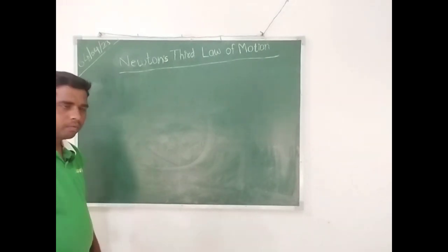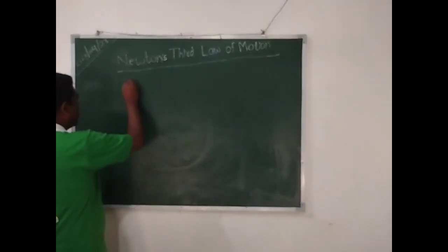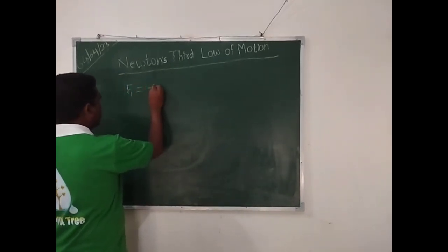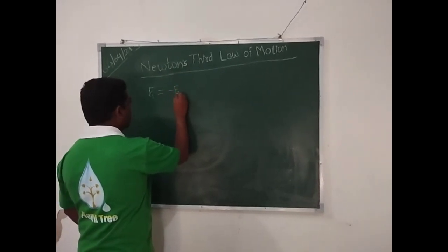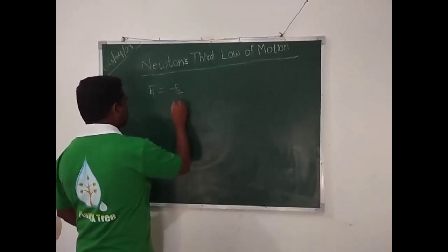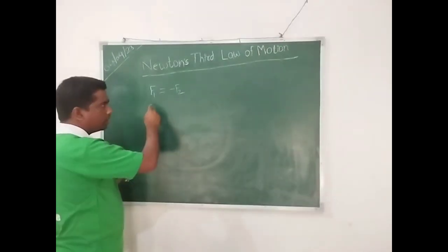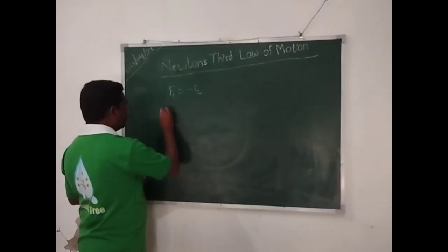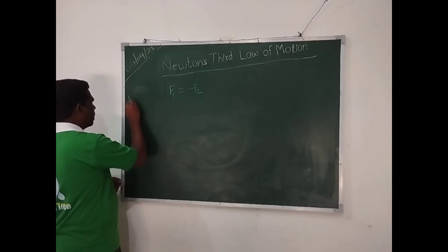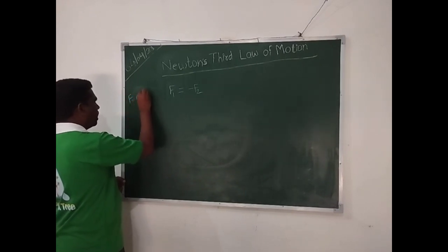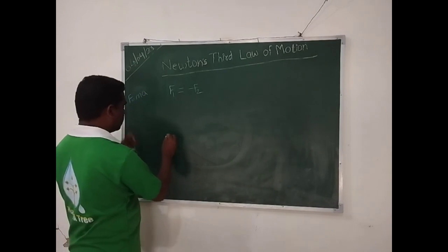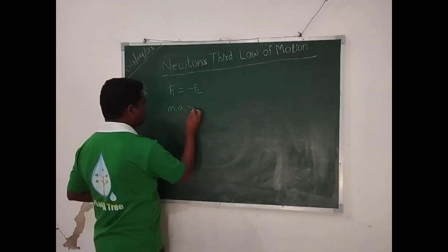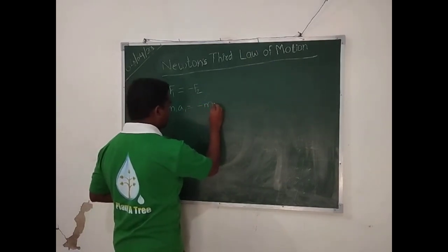According to Newton's third law of motion, the force exerted by A is F1 and the force exerted by B is minus F2. This minus sign indicates that the force is in the opposite direction to that of F1. Now, according to Newton's second law of motion, we have derived that F is equal to ma. Putting this value in this equation, we get m1 a1 equals minus m2 a2.